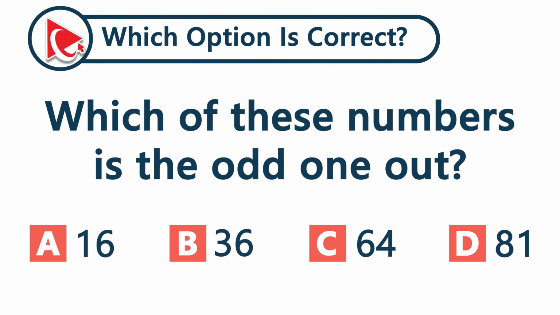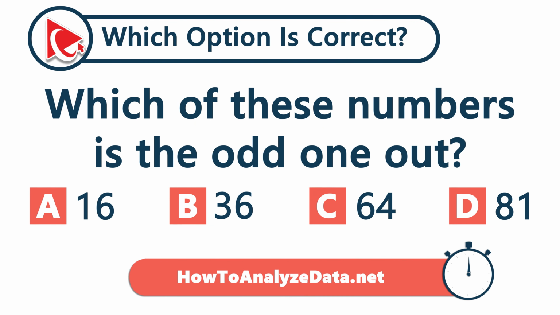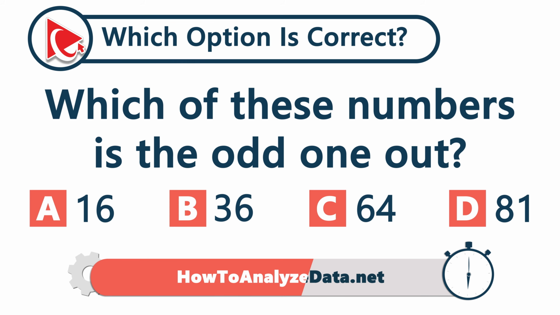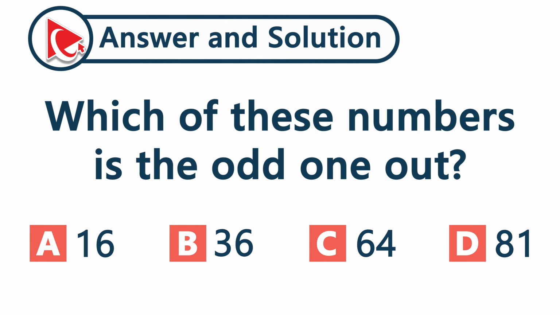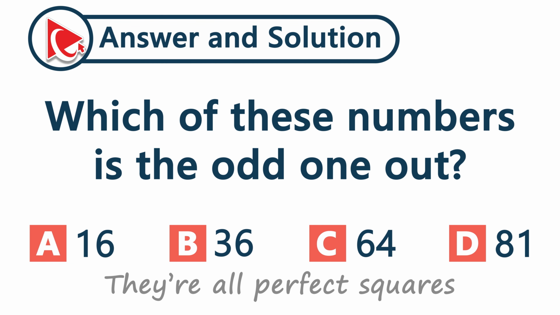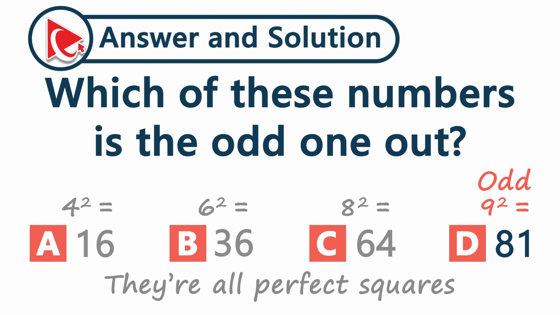Which one of these numbers is the odd one out? 16, 36, 64, or 81? Let's think what those numbers have in common. They are perfect squares, which means each one can be written as a number times itself. So far so good, right? But there is a twist. Let's dive deeper. 16 is 4 squared, 36 is 6 squared, 64 is 8 squared, and 81, that's 9 squared. Notice anything? That's right, only 81 is the square of an odd number. The others, all even roots. So the final answer is choice D, 81.